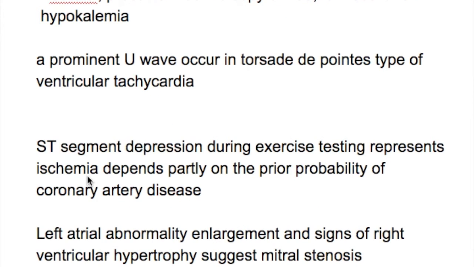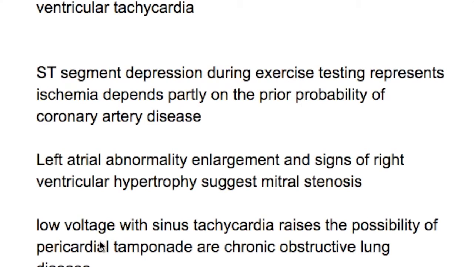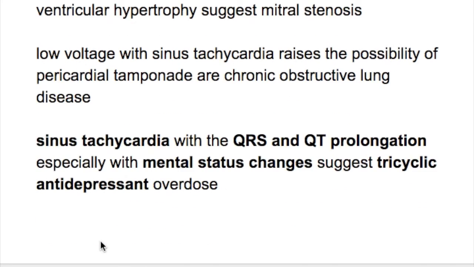The left atrial abnormality, enlargement, and signs of right ventricular hypertrophy suggest mitral stenosis. Low voltage with sinus tachycardia raises the possibility of pericardial tamponade or chronic obstructive lung disease. What's the feature of tricyclic antidepressant overdose? Sinus tachycardia with QRS and QT prolongation, especially with mental status changes.